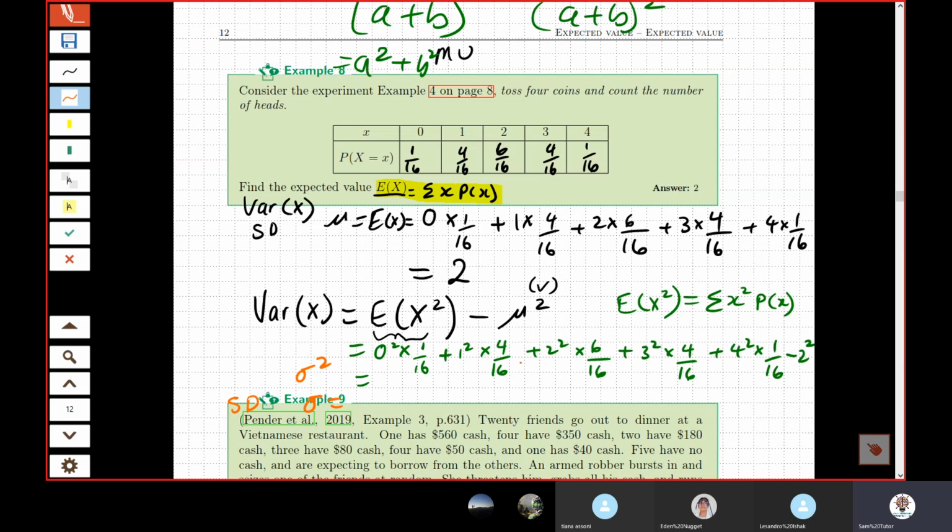Is someone working it out? Okay, I'll work it out. 1 plus 9 times 4, 36 over 16, plus 4, 24 over 16, plus 4 on 16, and minus 2 squared. And your variance is 1. Which means your standard deviation in this case is also 1, because the square root of 1 is 1.